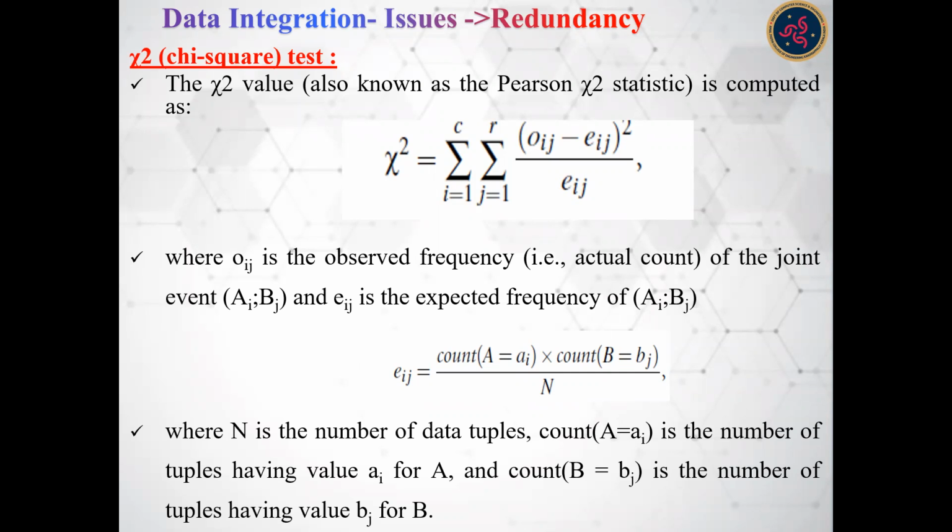And we have Oij and Eij. O means observed, the observed value of ij, and E means the expected value. So what will be the expected value that Eij represents? The observed frequency is the actual count of that particular joint event of Ai and Bj, and Eij represents the expected frequency of Ai and Bj.